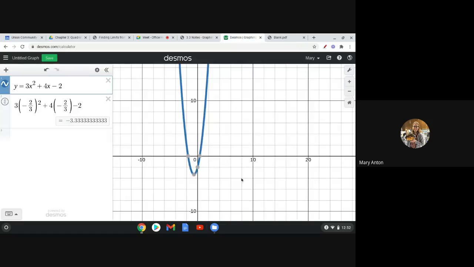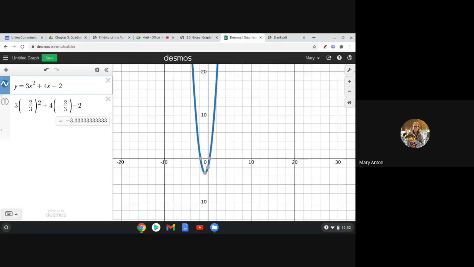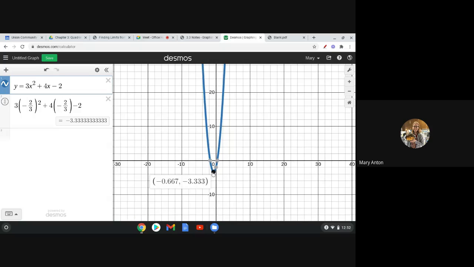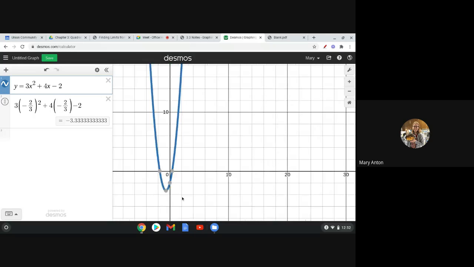Hey class, how about the range? That's how high the graph goes and then how low it goes. Does it go anything greater than... There's a low point, isn't there? What's our lowest point? -3 1/3.